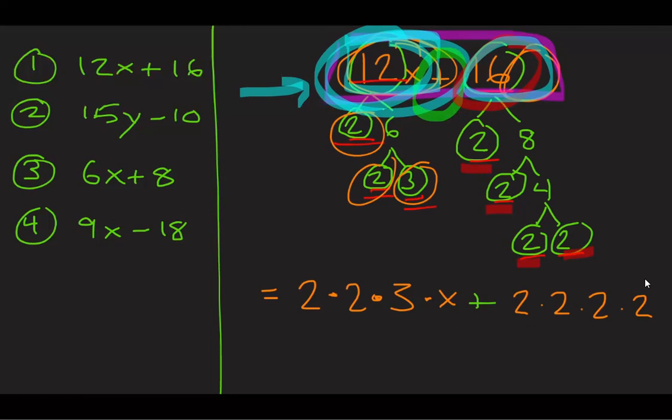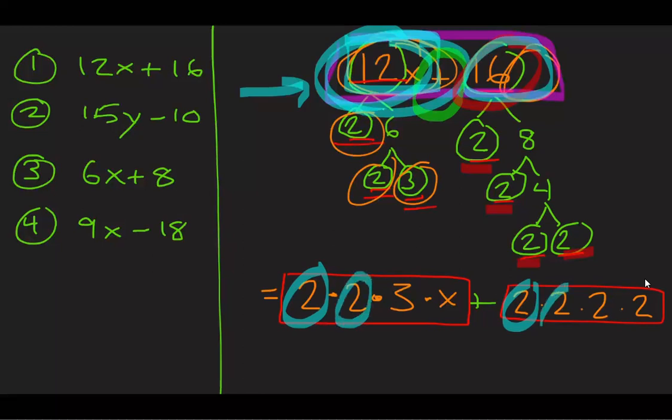So our next step, look at our terms. We have this first one and this second one. Remember, term means something separated by addition or subtraction. So we have these two terms here. Now we're going to circle whatever they both have in common. So for example, this one has a 2, this one has a 2. They both have one 2 in common. This one has another 2, this one has another 2, so they have two 2's in common.